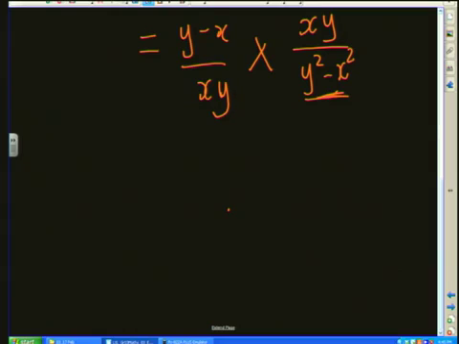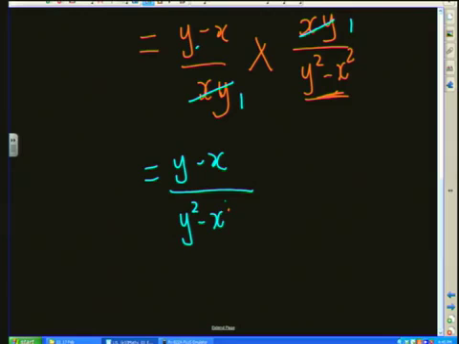Okay, xy. We've got xy in the numerator, we've got xy in the denominator. We're not cancelling across terms. That's correct. We can cancel those two off. Then we're left with y minus x all over, because remember there's a 1 there, so y minus x times 1 is just going to give me y minus x, and then 1 times y squared minus x squared is just y squared minus x squared.